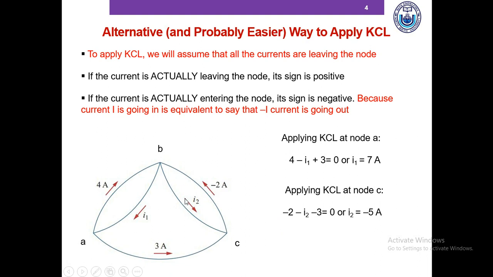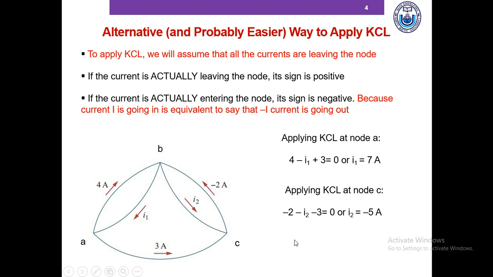Okay, I2 is entering the node C, which means minus I2 is leaving the node. So the outgoing current in this branch will be minus I2, so we just write minus I2 here. Again, 3 ampere is going into the node C, which means minus 3 ampere must be leaving the node C. So we write minus 3 here, and we equate all this equal to 0.